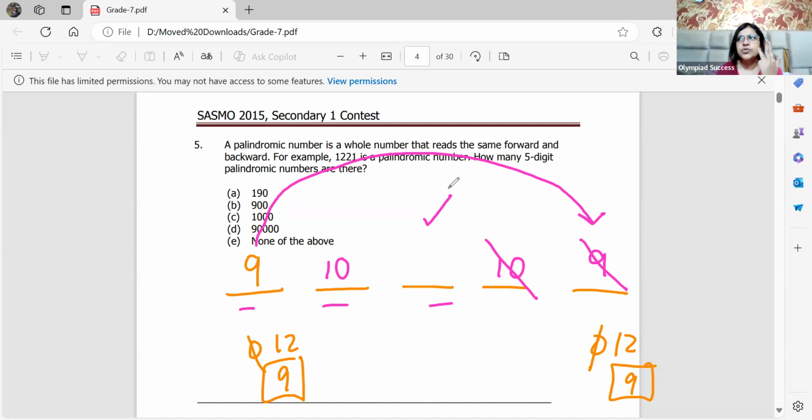0, 1, 2, 3, 4, 0, 5, 6, 7, 8, 9, 10. Exactly. Now here we'll stop. Why? Because I have all the possibilities. That means I can have any 9 numbers here, any 10 numbers here, any 10 numbers here.